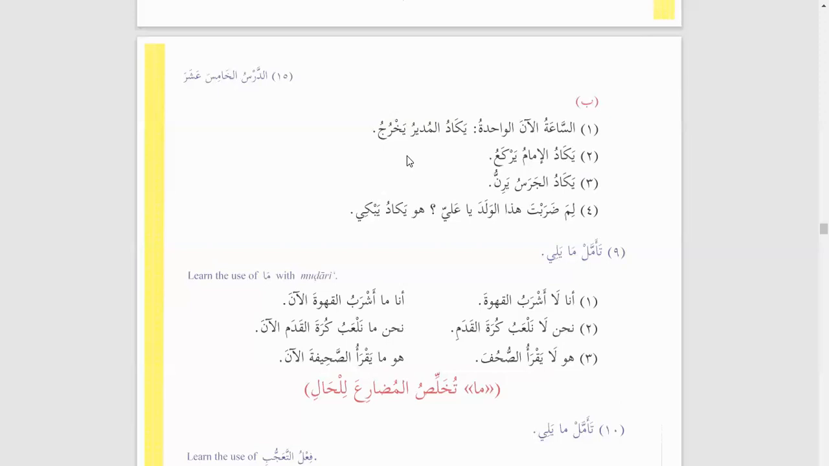Yakadu al-imamu yarka'u. The imam is about to bend, or to do ruku, right? Okay. So yakadul imamu yarka'u. The imam is about to do ruku. Okay. Number 3. Yakadul jarasu yarinnu. The bell is about to ring. Okay. Number 4.